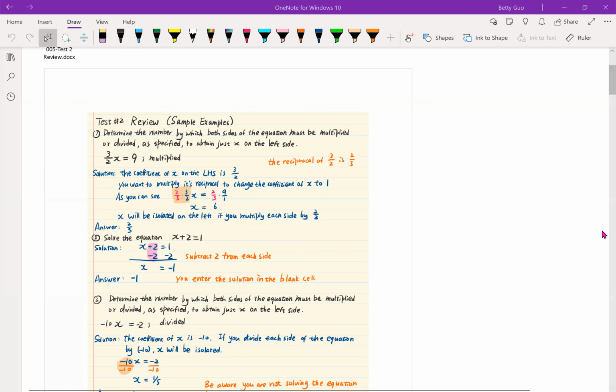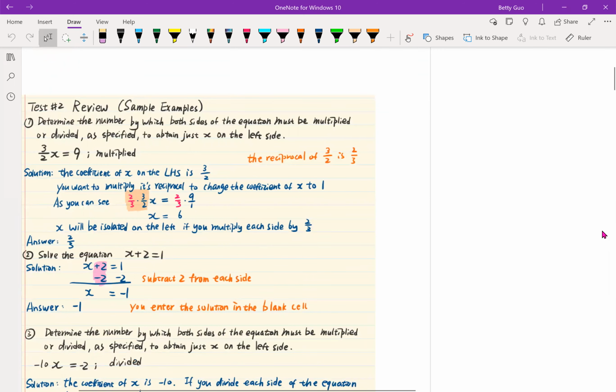In this video, we review for test 2. Number 1. Determine the number by which both sides of the equation must be multiplied or divided as specified to obtain just x on the left side.